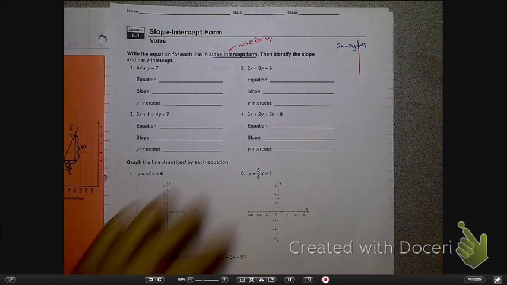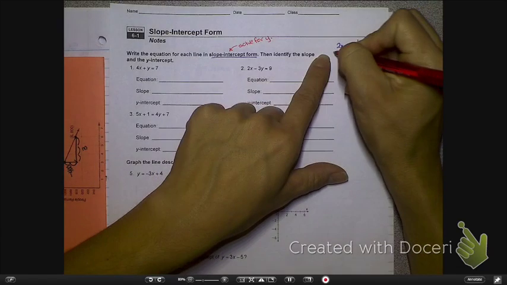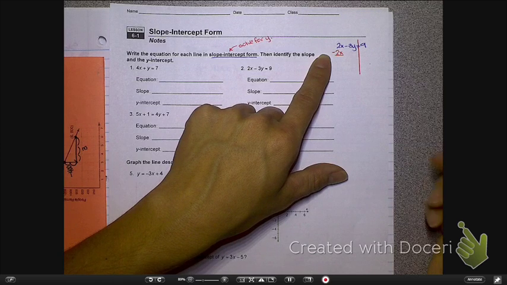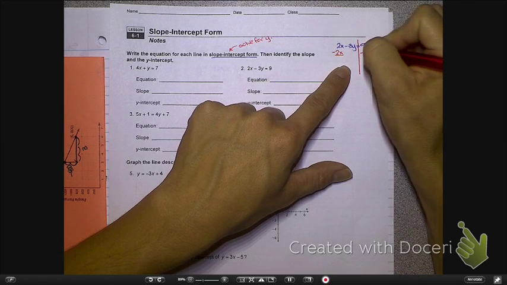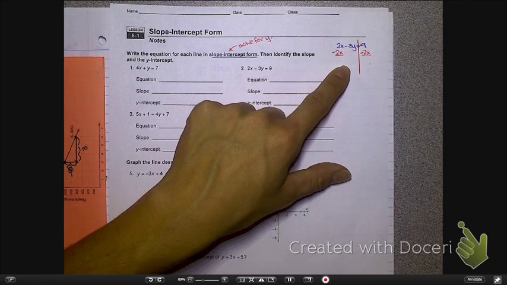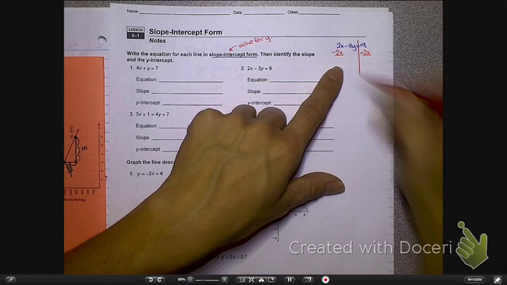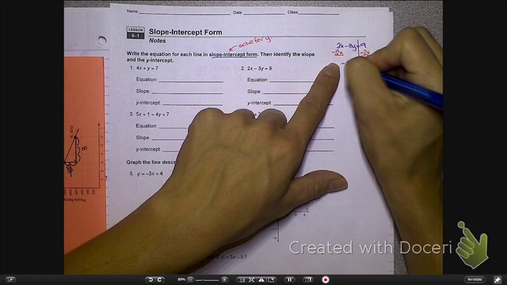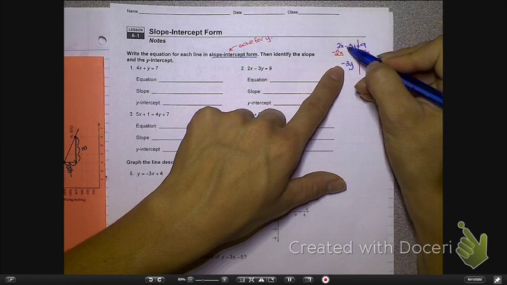The 2x, okay? The 2x is positive. Let me subtract it by itself. That will make 0 on that side, right? Now I'm going to also have to subtract it from the opposite side. Okay, so when I do that, I get negative 3y. Don't forget this was a negative here.